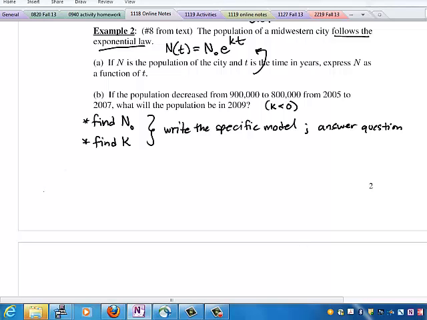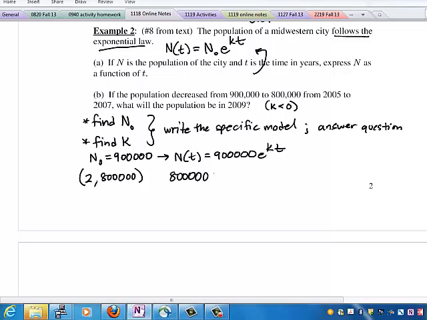And we can use, looks like 900,000 as the initial. And we also have another ordered pair. Let's see, 2 years after that, the population was 800,000. So with n sub 0 equals 900,000, we can say, well, n of t then is going to be 900,000 e to the kt. And with this pair, we've got 800,000 equals 900,000 e to the 2k. Fill in a 2 for t, and we still don't know k.